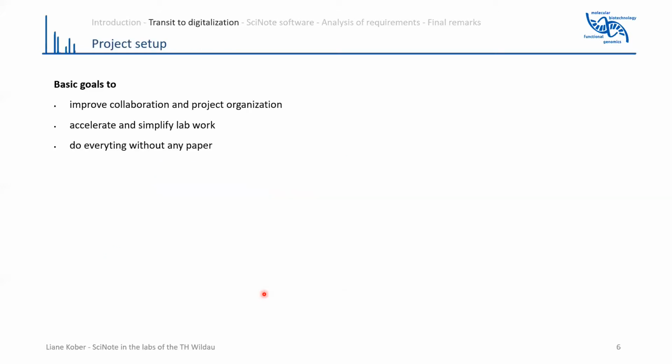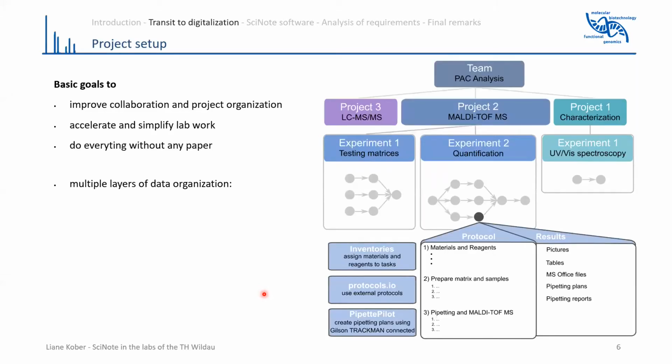Our basic goals were then to improve our collaboration and also the project organization, simplify our lab work, and mainly do everything without using any paper. And as with every ELN, as we have also already seen in the other presentations, there are different layers of data organization. Within SciNote, you have a team in the top layer. So we set up a team that was called PAC analysis. PAC stands for polycyclic aromatic compounds, some kind of environmental contaminants. And my colleague and I were both in this team.